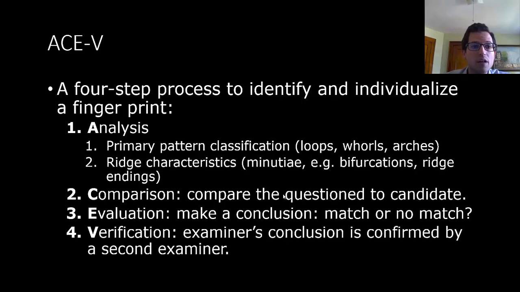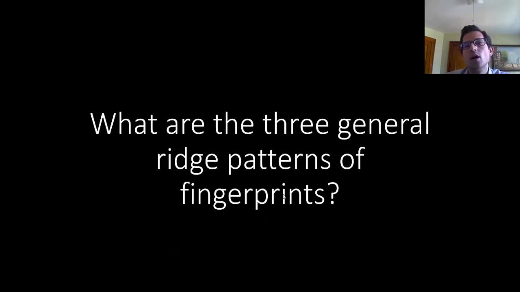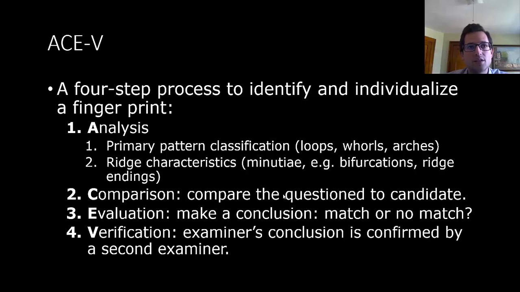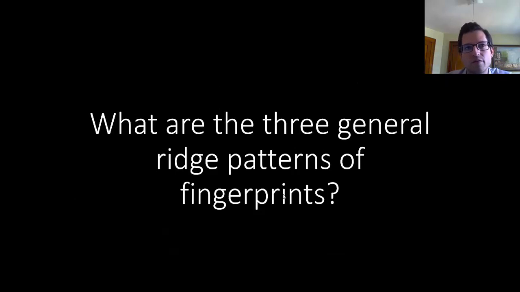And then finally we call in a second examiner to take a look at the fingerprints and see whether they agree with us that it is a match or it is not a match. So we have a second person to verify our findings and confirm that we've done our work correctly. That's the ACE-V system. So we said in the analysis that we do a primary pattern classification, then we look at the ridge characteristics. Let's take a look at that primary pattern classification first.